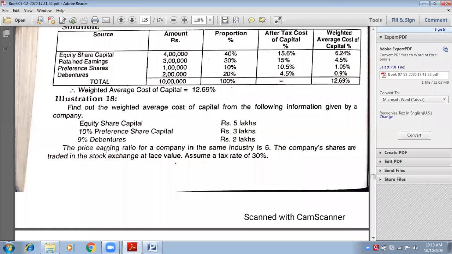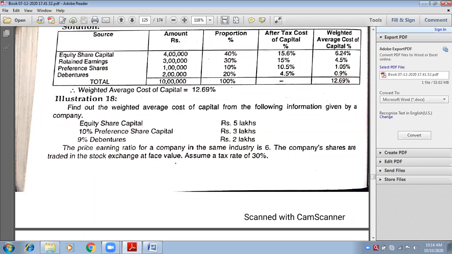Now this is a new point given to you: price earning ratio. I will tell you what the formula of price earning ratio is. You must have learned it in ratio analysis. If Priya madam has covered it, then you must have done it in your ratio analysis chapter.